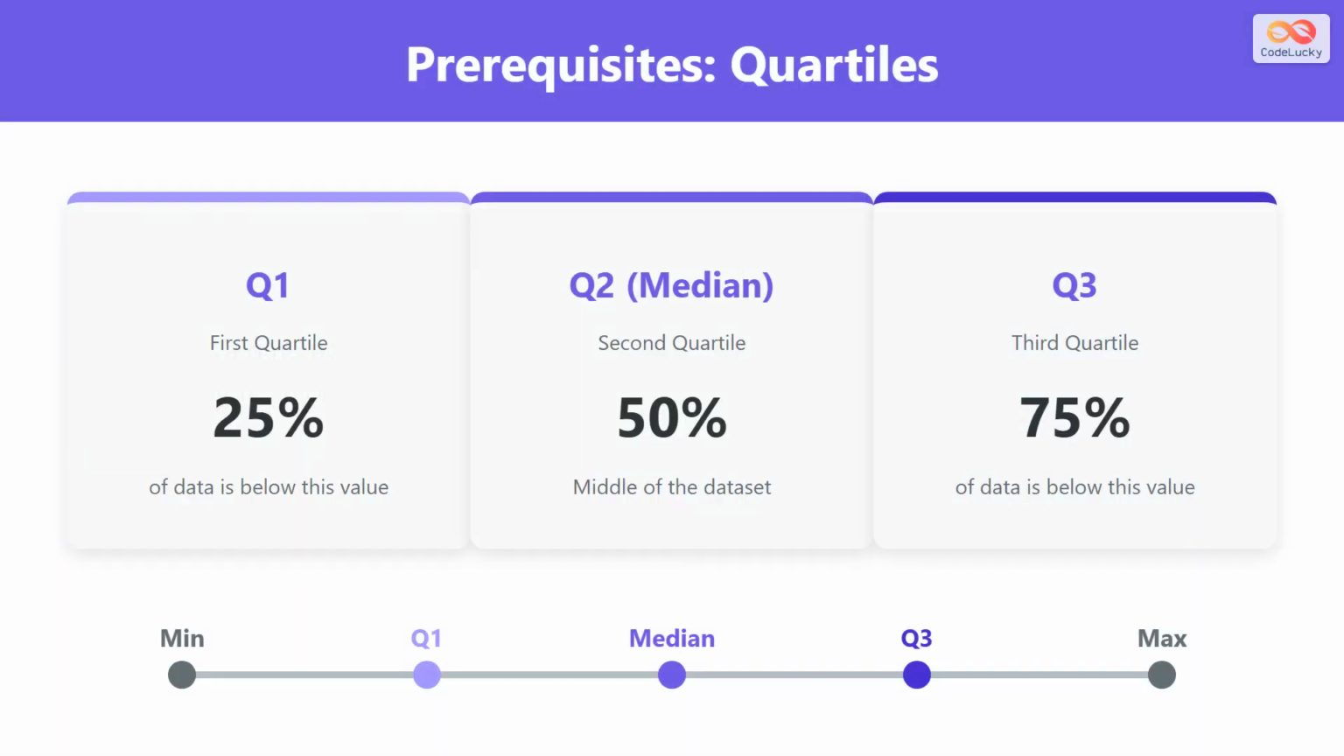To use this rule, we need to understand quartiles. Imagine splitting your sorted data into 4 equal parts. Q1, the first quartile, marks the 25th percentile. Q2 is the median, splitting the data in half. And Q3, the third quartile, marks the 75th percentile. These points help us understand the spread of our data.